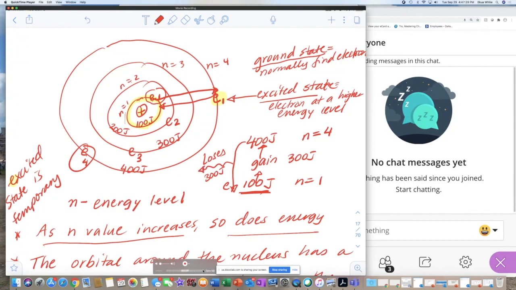While it's losing the energy, if the amount of energy that's released has a frequency that matches visible light, guess what we see? Light. And we see colors. So this was an explanation that Bohr was able to give. The scientists are astonished. Oh my goodness, this is excellent work, Bohr. Now we see all these colors.